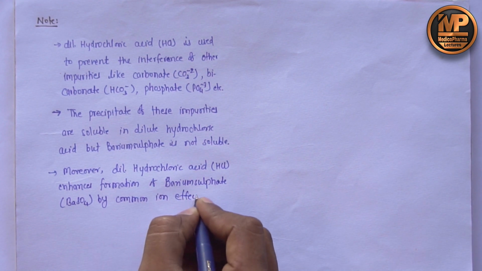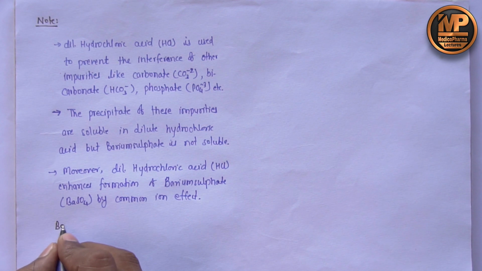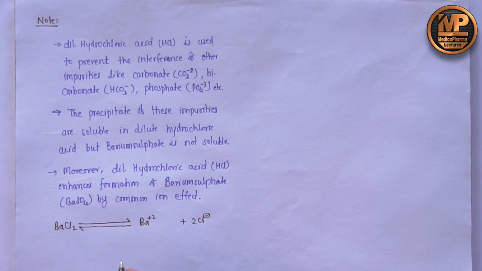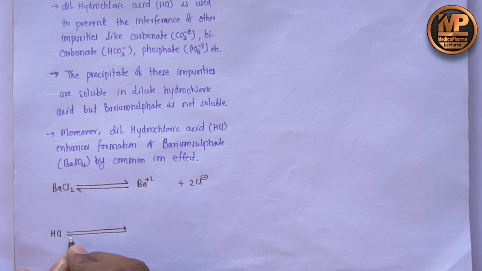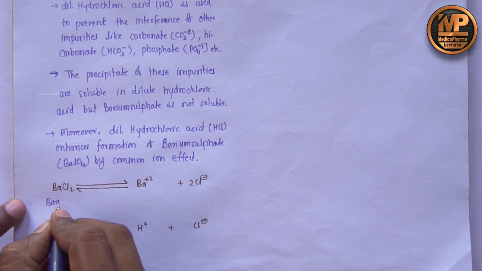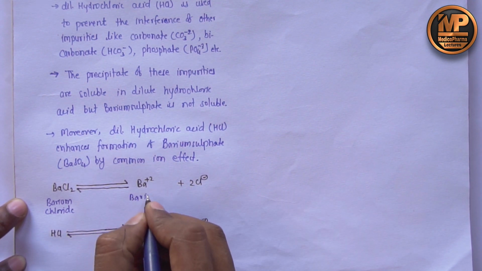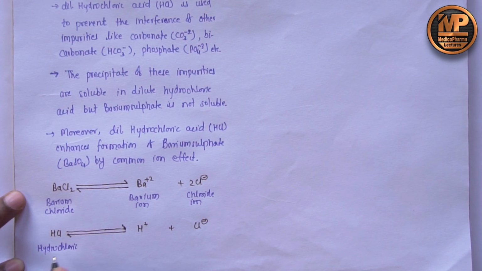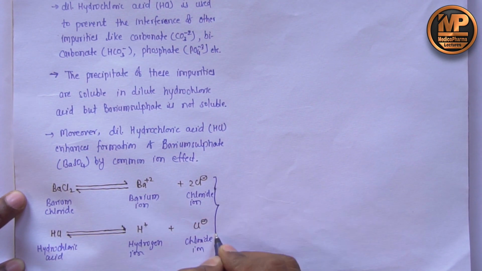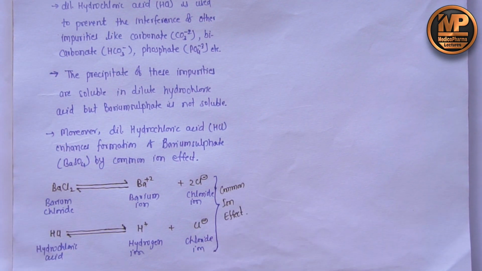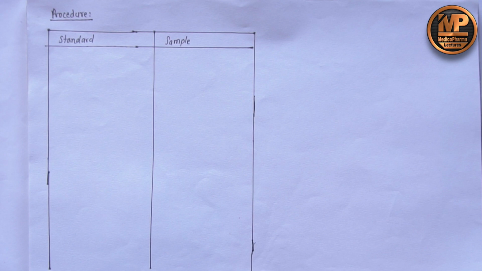So for this we will also write reaction. Okay. So BaCl2 will split into barium plus Cl minus. Okay. And HCl will also split into H plus and Cl minus. We will write the name in words. Barium chloride, this is barium ion, this is chloride ion, this is hydrochloric acid, this is proton or hydrogen ion, and this is chloride. Now these both chlorides are common ion. Okay. And hence it will produce common ion effect. Okay. Now we will discuss about procedures.